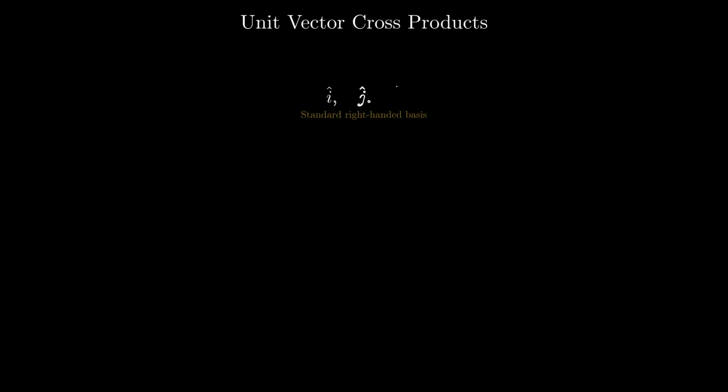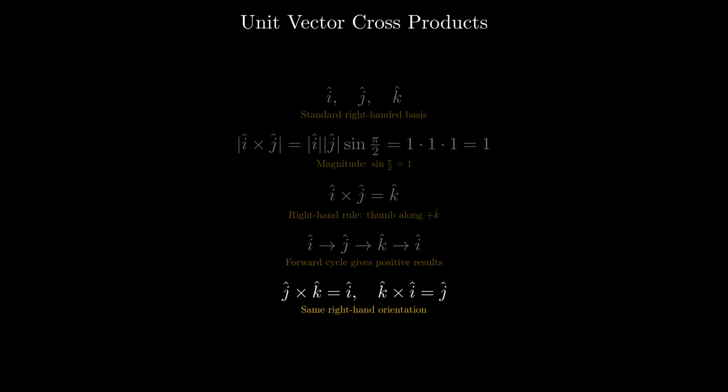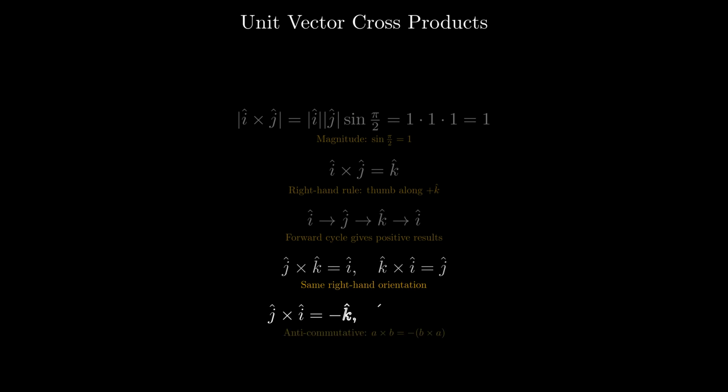Start with the unit vectors i hat and j hat. The magnitude of i hat cross j hat equals 1 times 1 times the sine of pi over 2, which is 1. By the right-hand rule, curl your fingers from i hat toward j hat, and your thumb points along positive k hat. So i hat cross j hat equals k hat. The pattern cycles around. j hat cross k hat equals i hat, and k hat cross i hat equals j hat. Reverse any order and the sign flips.